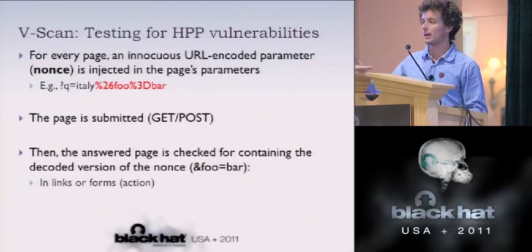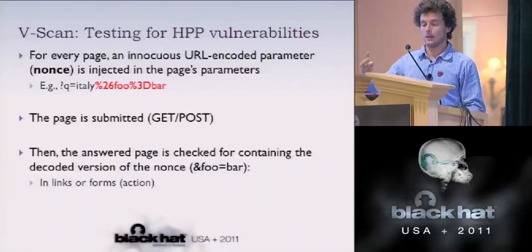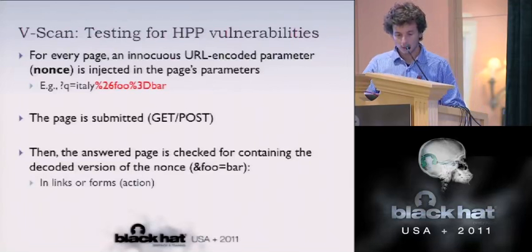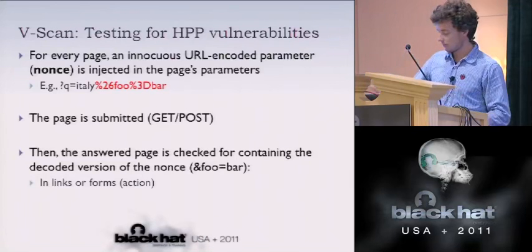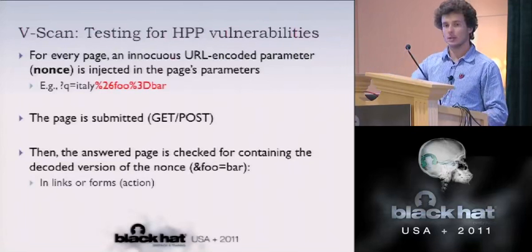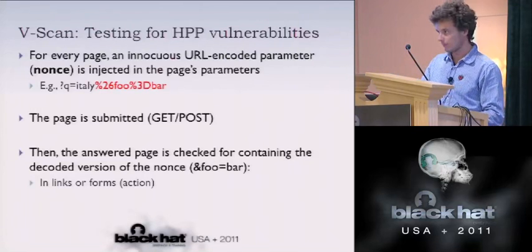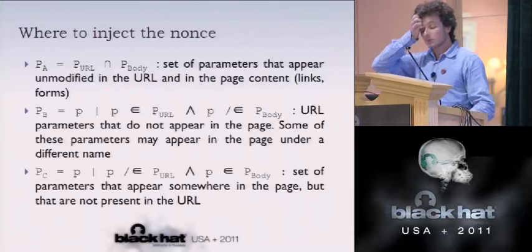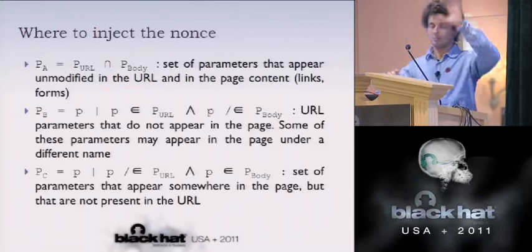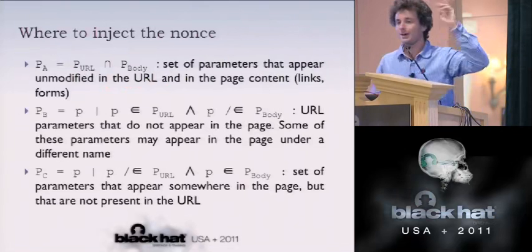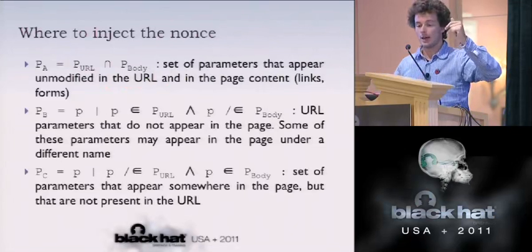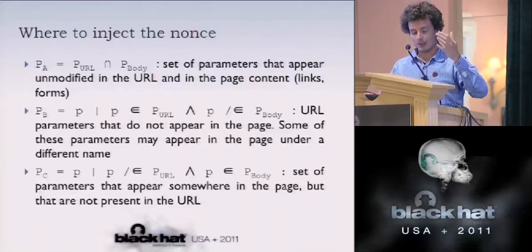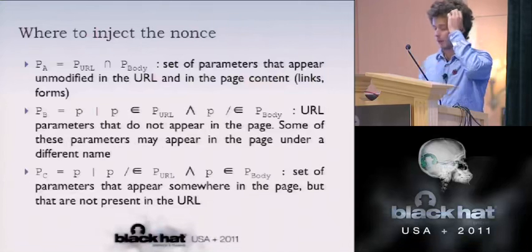And then you check whatever in the page you get from the web application. You check whether this parameter has been actually used to build links or forms. So the basic thing somebody can do is to inject this nonce in all the parameters accepted by the application. This works. But to be fast, we actually create 3 sets of parameters. So the first one are those that appear in the URL of the page and in the body, and these are pretty much the parameters that are used by the application under the same name.